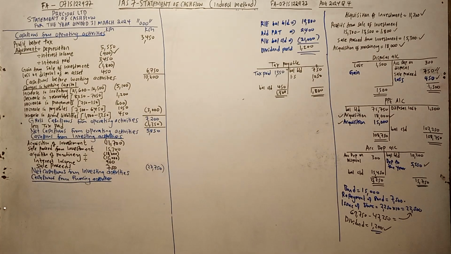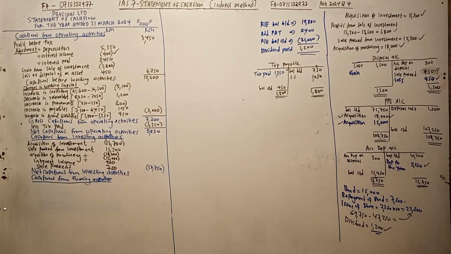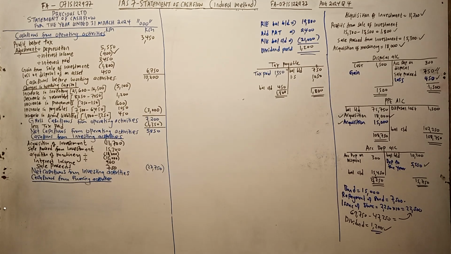So 750. Now when you add them together, we shall get 27,750. So let us add. So minus 11,700 plus 15,300 minus 18,000 minus 15,000 plus 900 plus 750. Napata minus 27,750. That one is okay. Now we can work the working for the cash flow from financing activities.